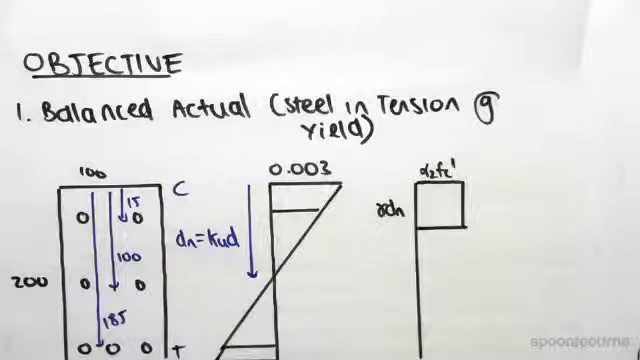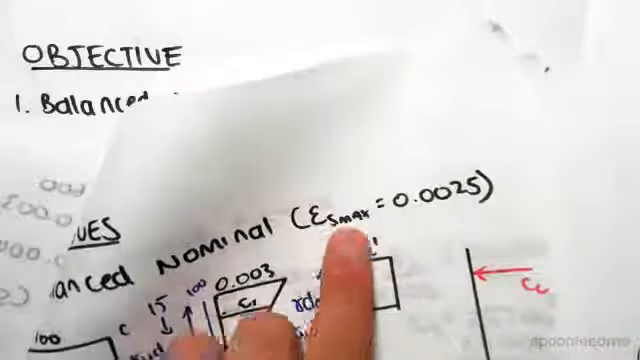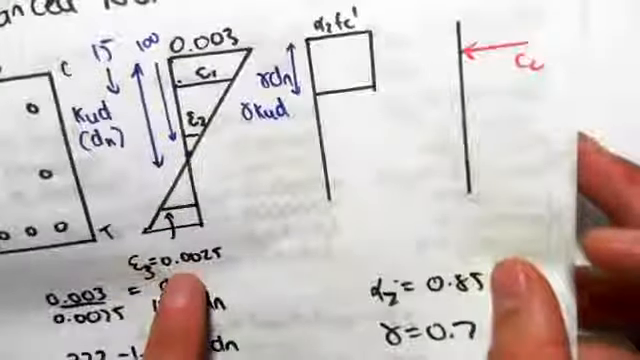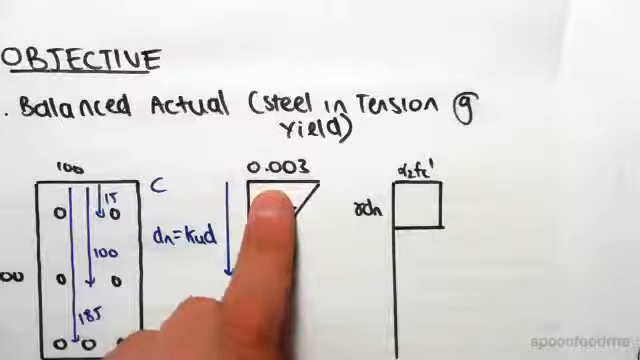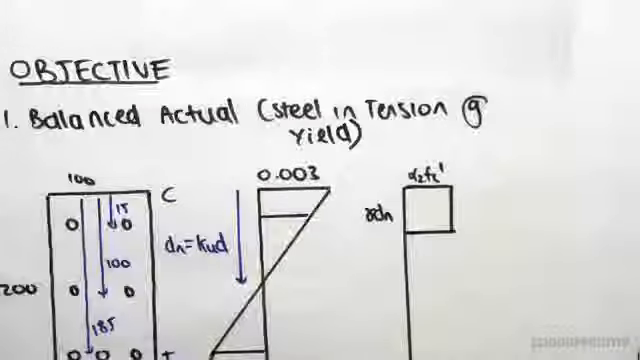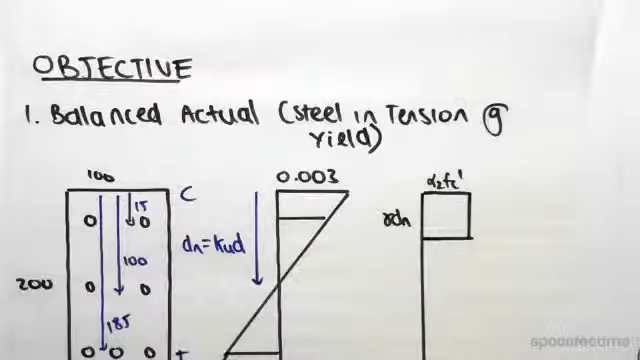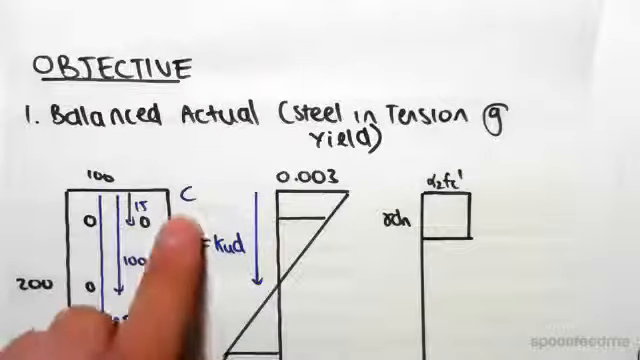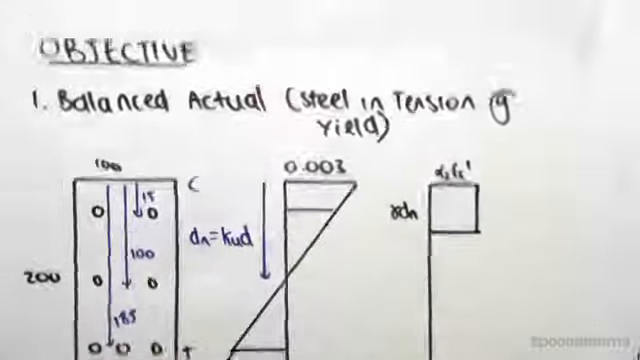which was the case when the strain in the maximum tensile steel was 0.0025, so we did that in the previous video. We're now looking at the actual balanced case when the steel is at yield, where the steel in the tensile fiber is at yield and the strain in the concrete is 0.003. So just to also give you a bit of perspective of what this means, the balanced actual case is when the steel is failing such that the compressive fiber is yielded and the tensile steel is also yielded. So that's why it's called balanced.